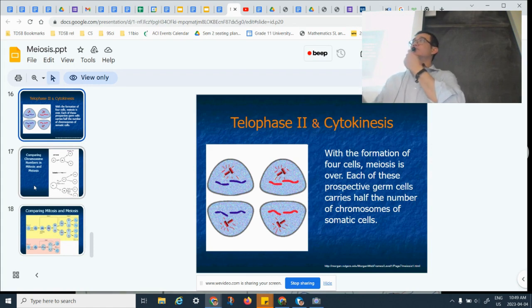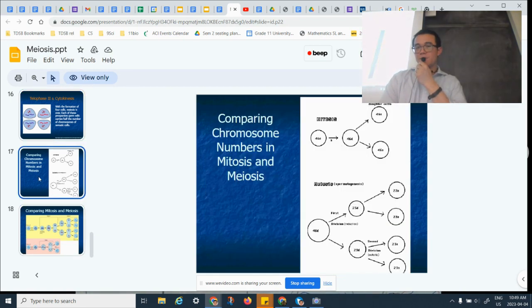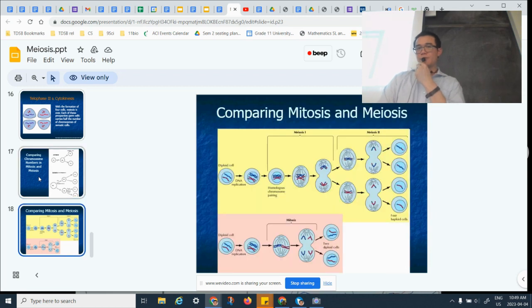Any questions so far? So make sure you know the blobs. Make sure you know the different writing on each phase too. Okay. So these are the diagrams basically comparing both mitosis as well as meiosis. Okay. Any questions?